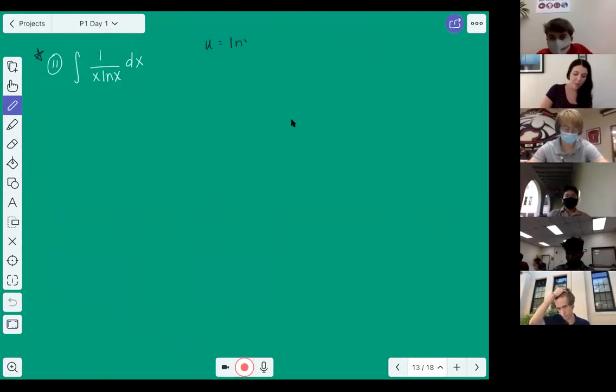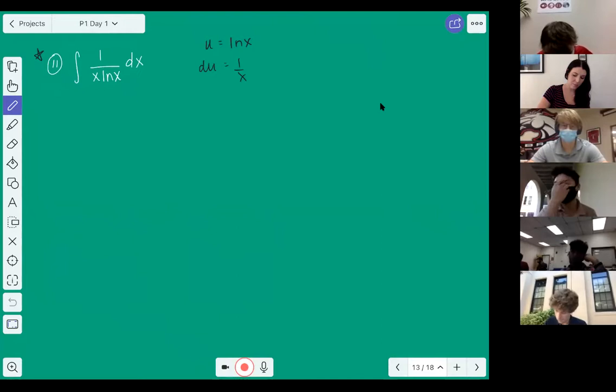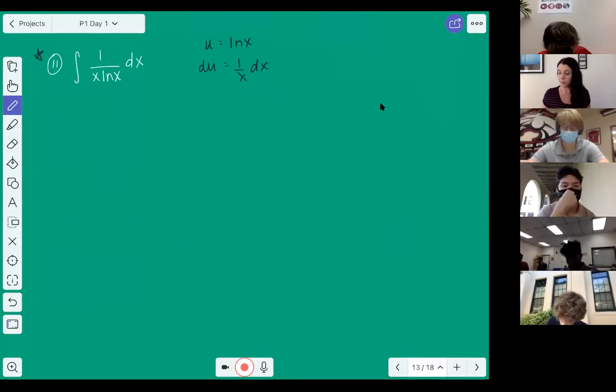Okay. And so what would your next line be, Eli? The du is 1 over x dx. Okay. So then what did you do from here? If you plug those in, you get 1 over u du for the antiderivative. Exactly right. So hopefully we got to this point. This is exactly right so far.